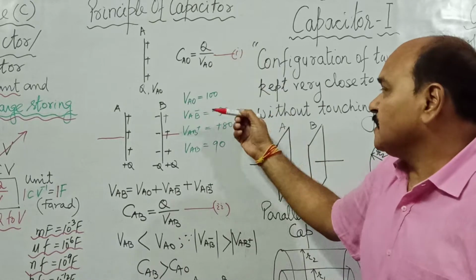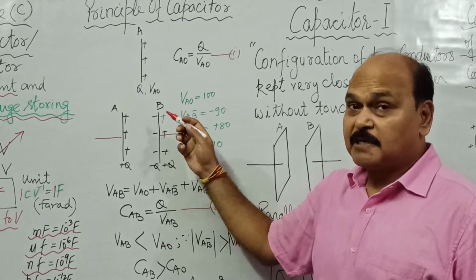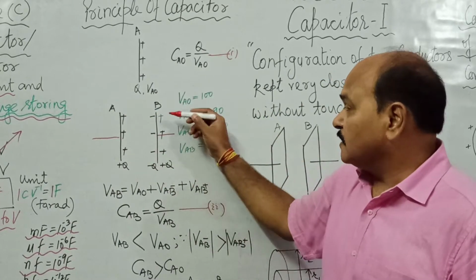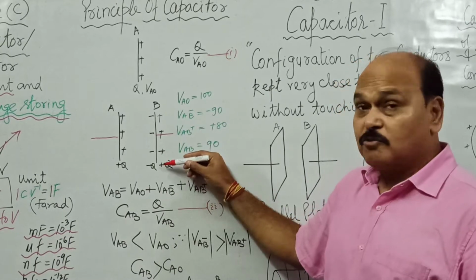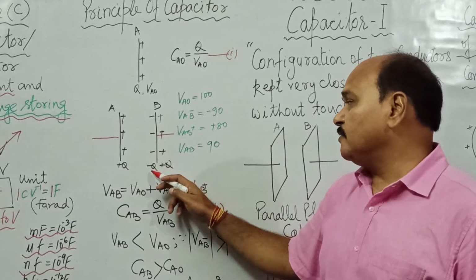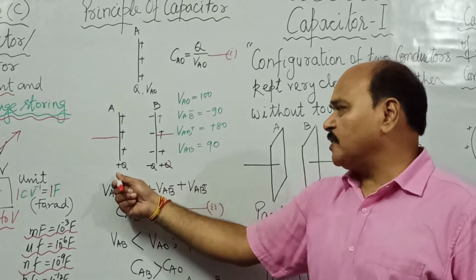Now see what happens when we bring another plate close to it, say B. This plate has no charge, but once it is brought close to A, what happens? There are induced charges produced over the plate. This is plus Q, over this side minus Q charge will be induced, and over this side plus Q charge will be induced.